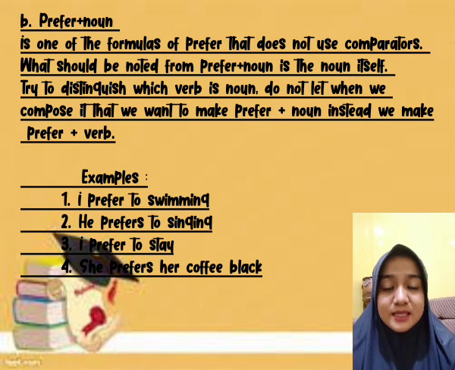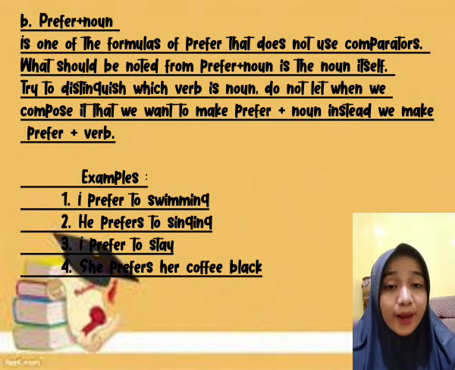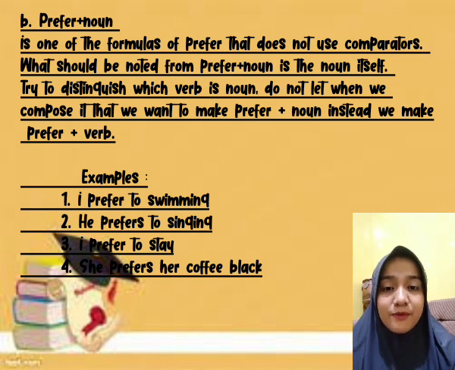B. Prefer plus noun is one of the formulas of prefer that does not use comparators. What should be noted from prefer plus noun is the noun itself. Try to distinguish which is a verb and which is a noun. Do not let it happen that when we compose it, we intend to make prefer plus noun but instead we make prefer plus verb.